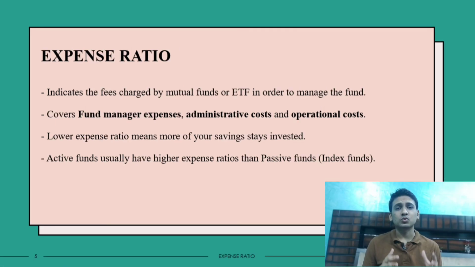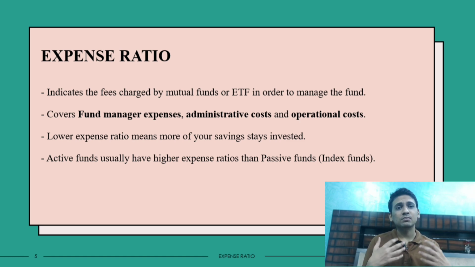Fifth and the last term for today's video is expense ratio. Now it indicates the total fees which are charged by mutual funds or ETFs in order to manage your fund. Now it covers your fund manager expenses, administrative cost and even operational cost. Now expense ratios are deducted directly from your investments. Now a lower expense ratio means that more of your savings remain invested.